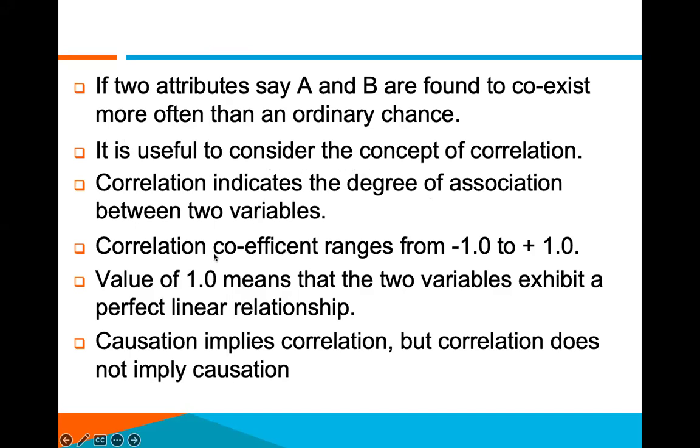And so we say correlation indicates the degree of association between two variables that has been established. So we have correlation coefficients that range from minus 1.0 to 0 to 1.0. A value of 1.0 means that two variables exhibit a perfect linear relationship. Whereas we know causation implies correlation, but correlation does not always imply causation, which means causalities.